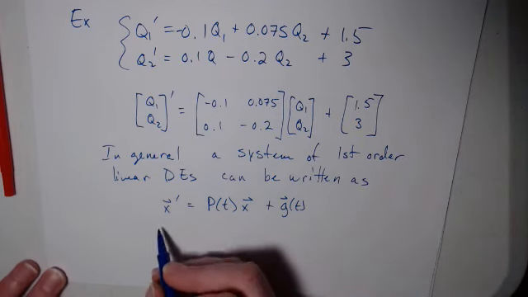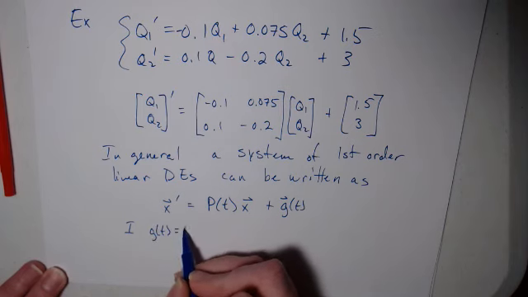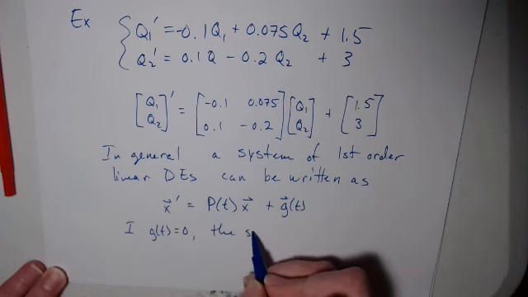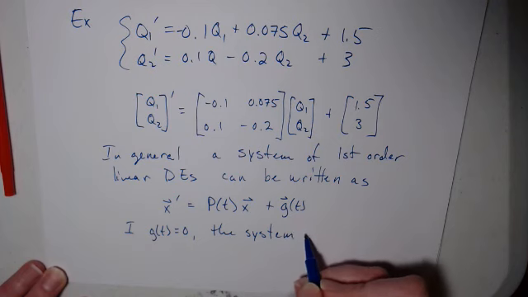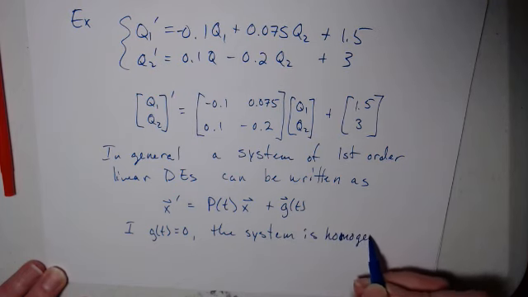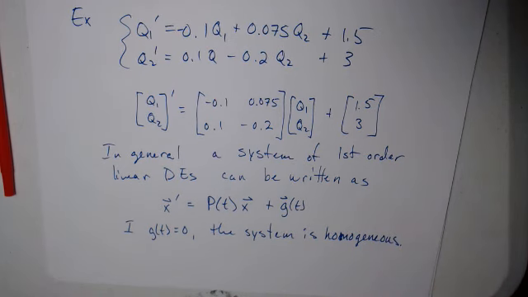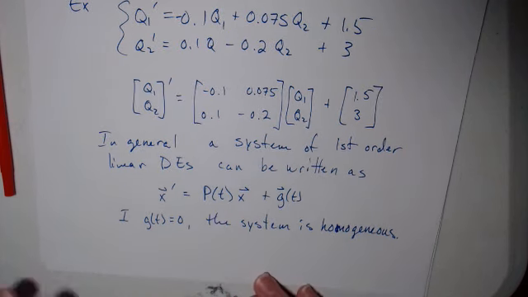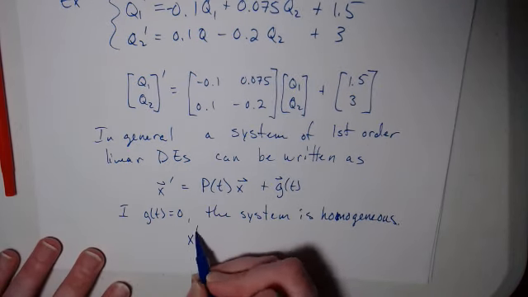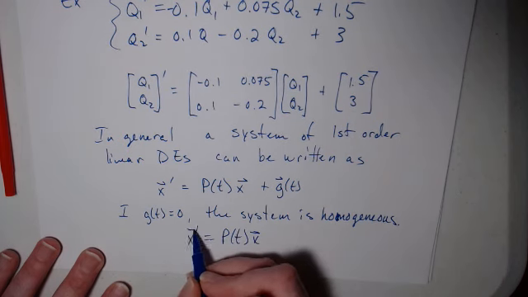Of course, if g of t is 0, the system is homogeneous. And in that case, I guess we could write it, if we want, as x prime equals P of t x.